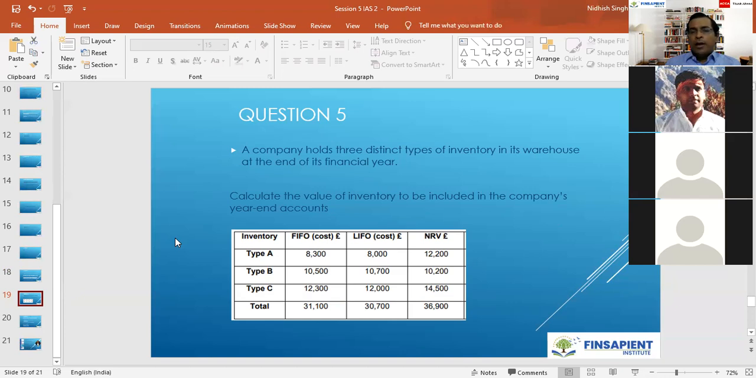8300. Yeah, okay. Type B, NRV 10,200. Type C will be FIFO, 12,300. And then you also need to notice that your total should change. Yeah, total will be changed. We need to calculate.